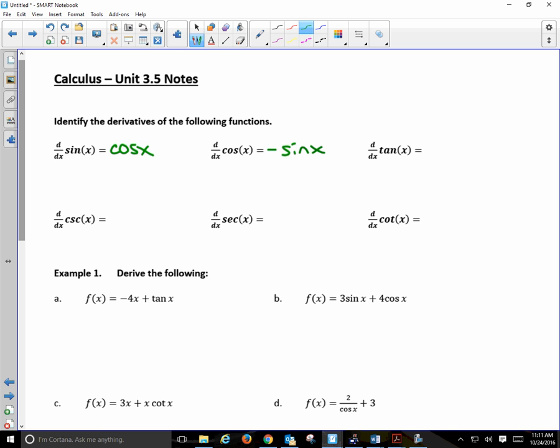We could rewrite tangent to be sine of x over cosine of x. And what rule would we have to use then? The quotient rule. If you use the quotient rule, you come up with the derivative of tangent of x is equal to secant squared of x.